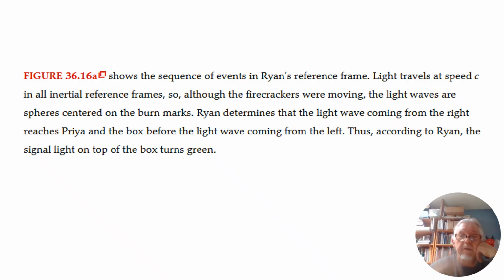So summary, right? Light travels at the same speed. That's an assumption from relativity, in all inertial reference frames in a vacuum. The light is coming from two fixed points, the burn marks where the explosion occurred at an instant of time. And Ryan can see that Priya and the box are moving to the right, and so the box detects light coming from the right first, and signals green.